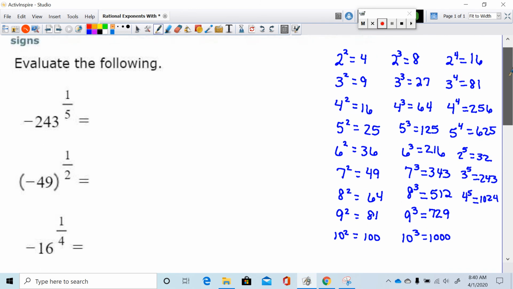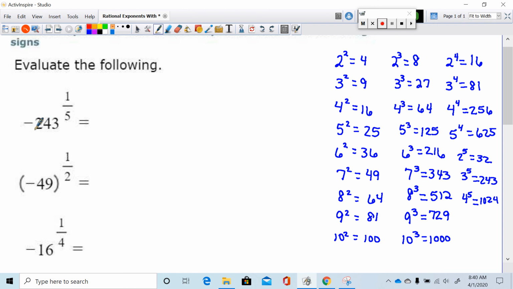First of all, since you have a negative sign in front and there is no parentheses, that means your answer is going to be negative. So I'll go ahead and write the negative down. Now the first thing you want to do is take the whole number and the denominator of the exponent. That literally means the fifth root of 243.